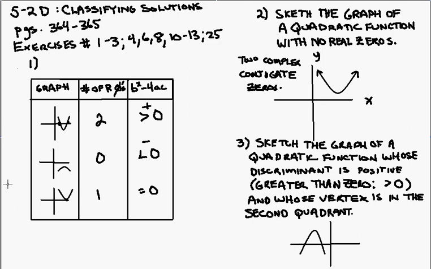And basically, the discriminant is positive, so it's crossing the x-axis twice, and the vertex is in the second quadrant. So you know your A is going to be negative because the parabola is going down. It's a frown. It's going down. That's number 3.